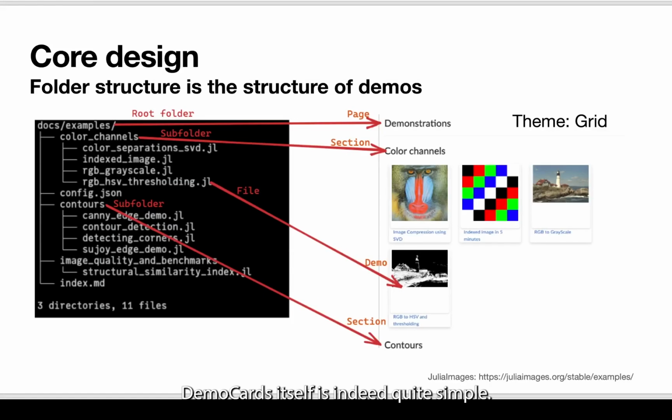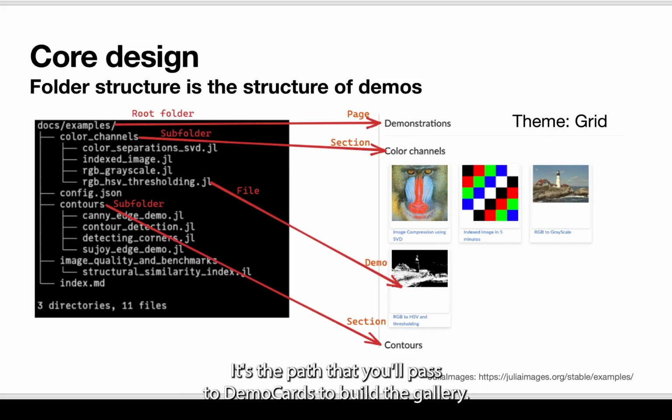DemoCards itself is indeed quite simple. The design of DemoCards follows a very basic principle: the folder structure is the structure of demos. Let's take a look at the first example. On the left side, we have a simplified tree of the JuliaImages demo gallery. We have the root folder, source examples. It's the path that you will pass to DemoCards to build the gallery.